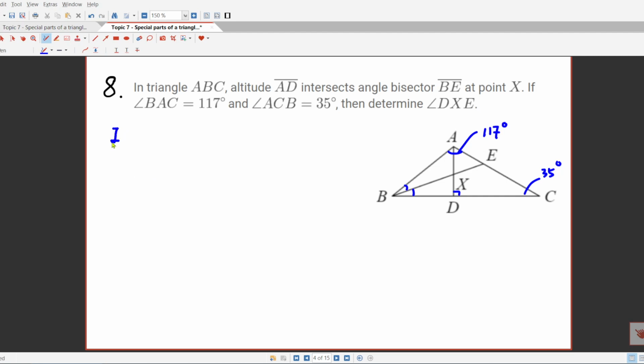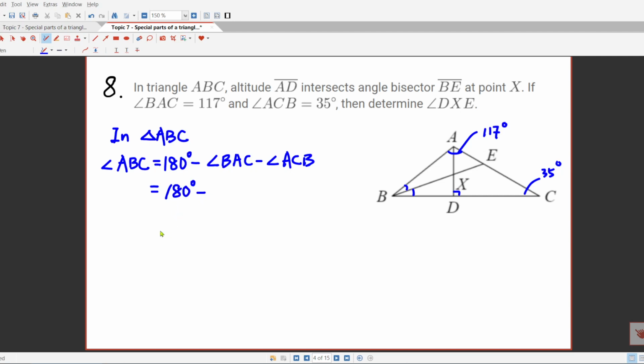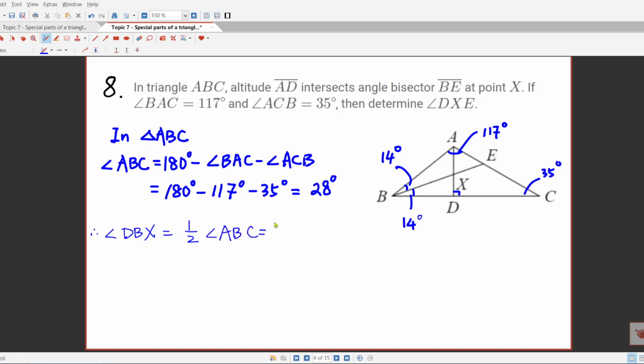Okay, so first of all, in triangle ABC, we have the following relationship. Angle ABC equals 180 degrees minus angle BAC minus angle ACB, right? So that gives us 180 degrees minus BAC is 117, ACB is 35, so angle ABC is 28 degrees. So each of these two little angles is 14 degrees, right? Which means angle DBX equals 1/2 of angle ABC, which is 1/2 of 28 degrees, which is 14 degrees, right?